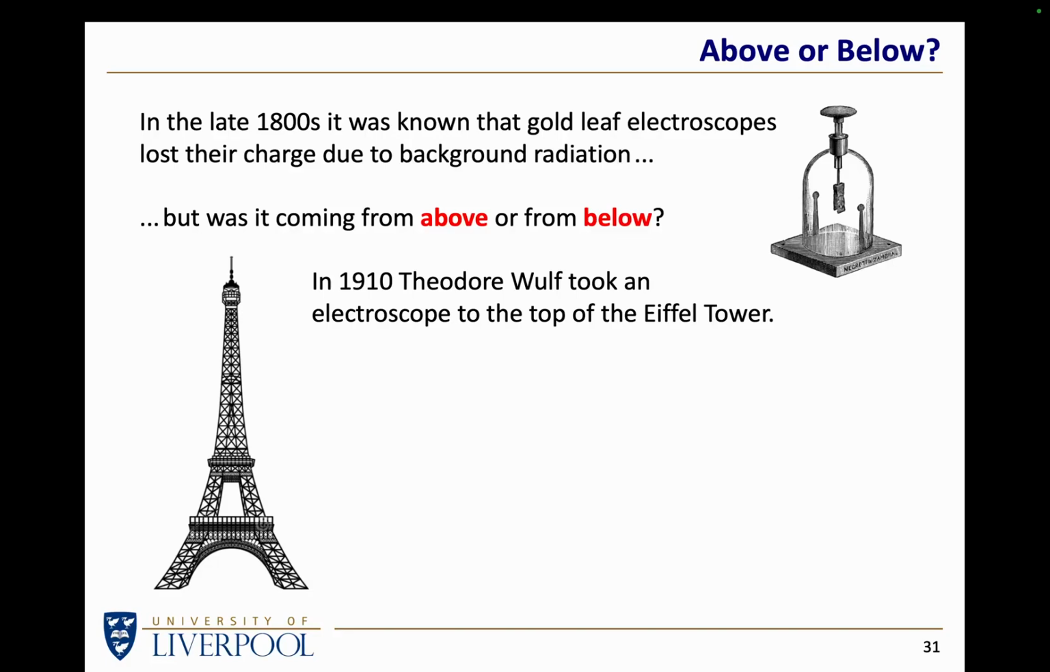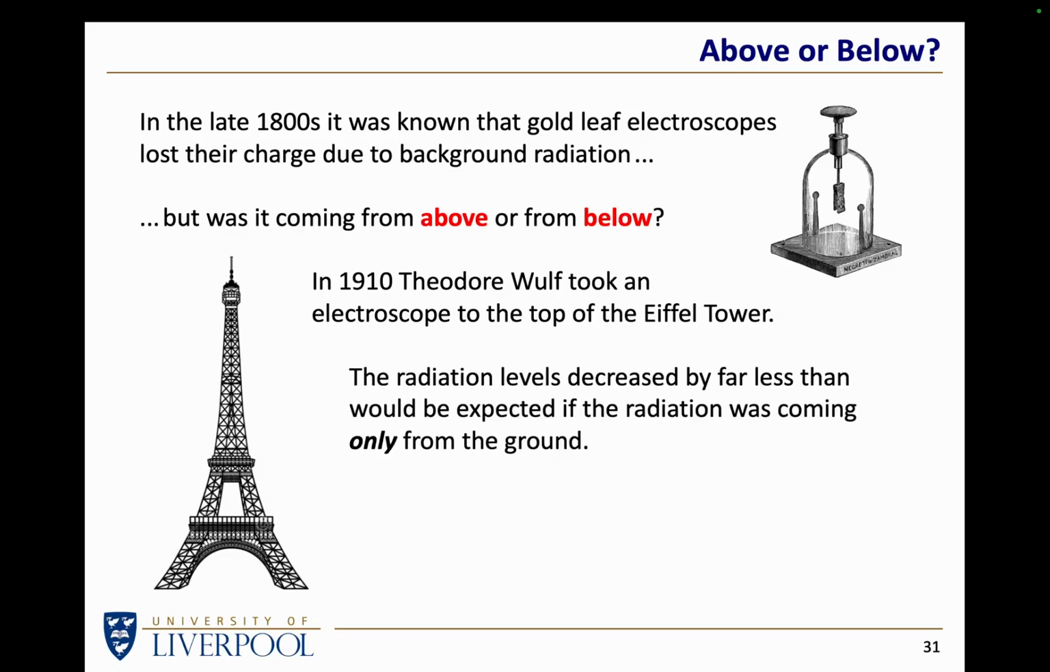In 1910, a physicist called Theodor Wulf took an electroscope to the top of the Eiffel Tower. He measured how fast it discharges at the bottom, and then he took that same electroscope to the top and did the same experiment to see, can you see a difference as a function of height? And he sort of said, well, there's a difference, but it's not very convincing. The radiation levels decreased somewhat, but far less than you'd expect if the radiation was coming from the ground.